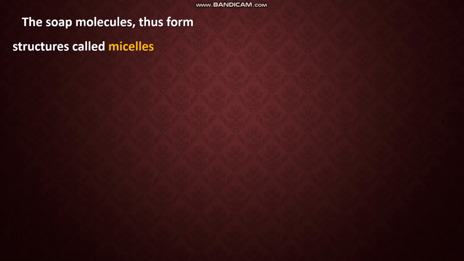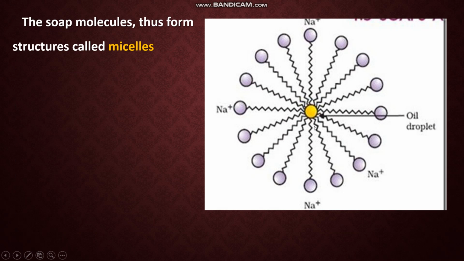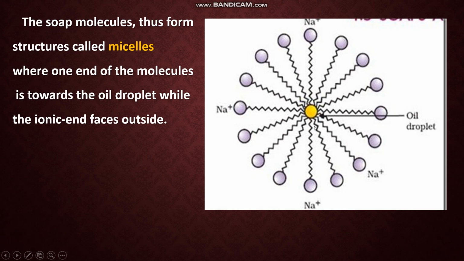So the soap molecules thus form the structures called micelles. Let us see how the micelle formation takes place. Where one end of the molecule is towards the oil droplet. Which end is towards the oil droplet? The hydrophobic hydrocarbon part. And the other end is facing outside. Which end? The ionic end or the hydrophilic part is facing outside towards the water.